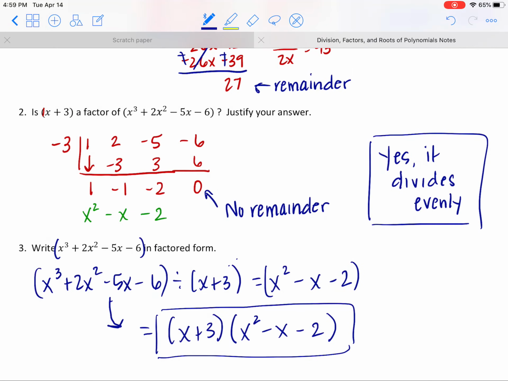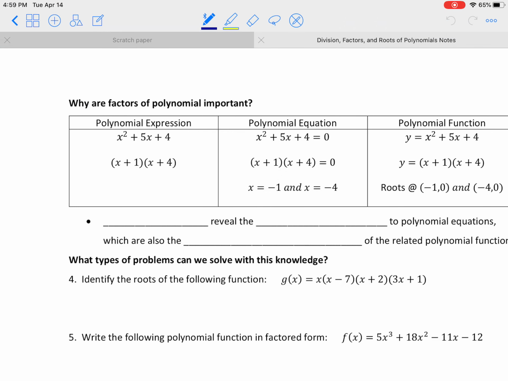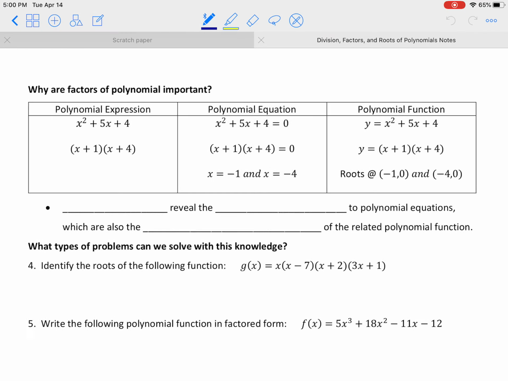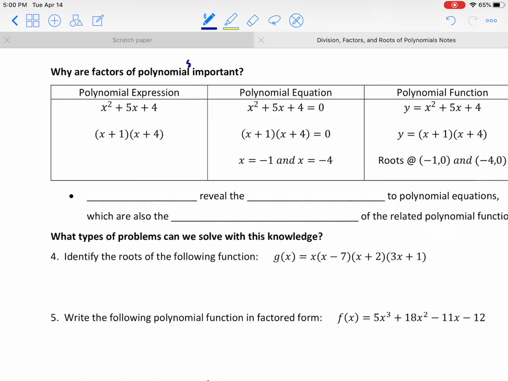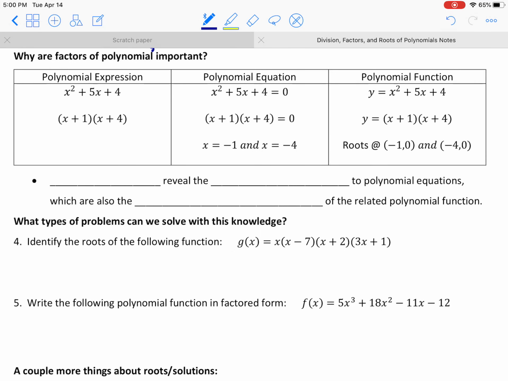Now, why is that important? Why do we need to be able to identify factors of polynomials? So let's take this to the next step, okay? Why are factors of polynomials important? Why are factors important?